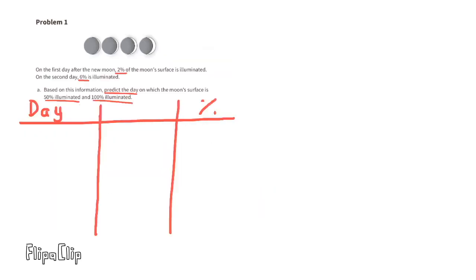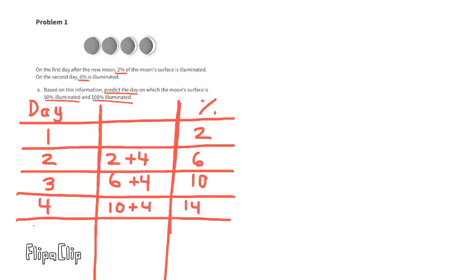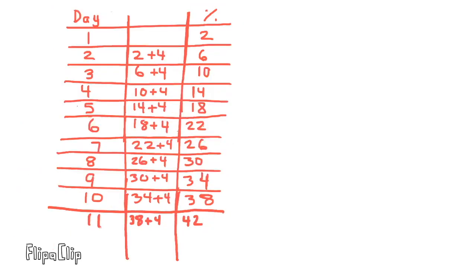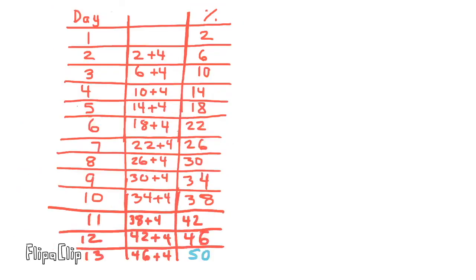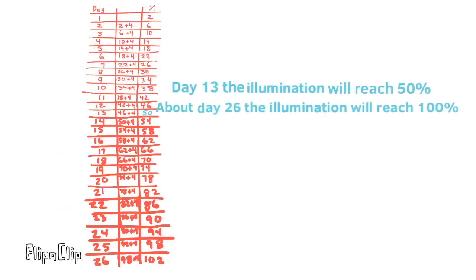I'll make a chart and label the first day 2% illuminated. And like they said, the second day was 6% illuminated. So I added 4. So each day we can add 4 until finally we reach 50%. On day 13, we reach 50%. Let's keep going. Right between day 25 and 26, we reach 100%. So on day 13, the illumination will reach 50%. And right about day 26, the illumination will reach 100%.